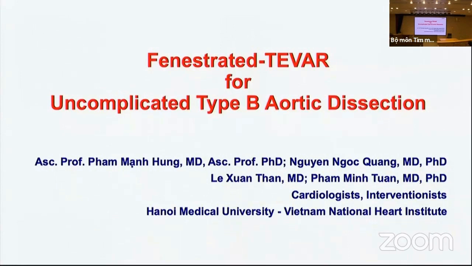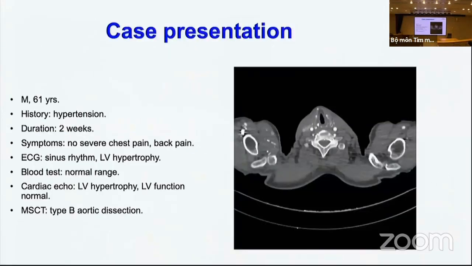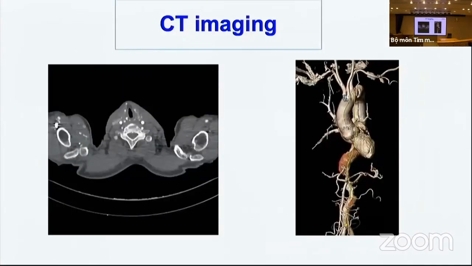Today, we'd like to introduce a very special case with uncomplicated type B aortic dissection. It is a profile of the patient, the 61-year-old male. He has a history of hypertension, and the duration of the onset was 2 weeks. He had chest pain, but after 2 weeks of treatment, the patient has no chest pain anymore, no back pain. ECG, blood test, and cardiac echo were in the normal range, but the MSCT shows aortic dissection, type B. Please have a look.